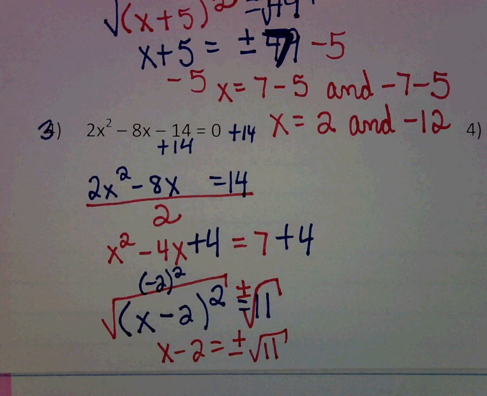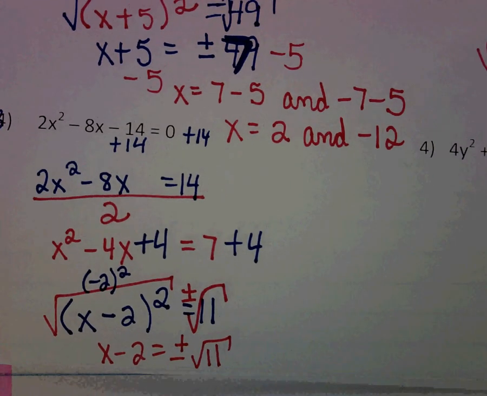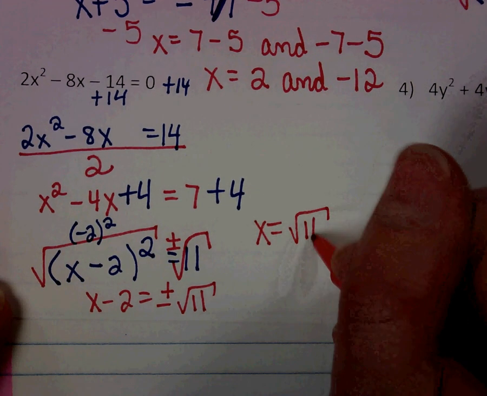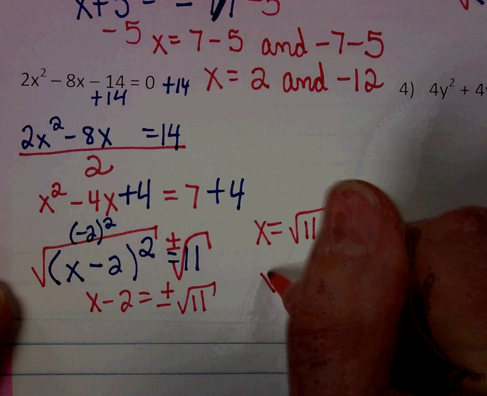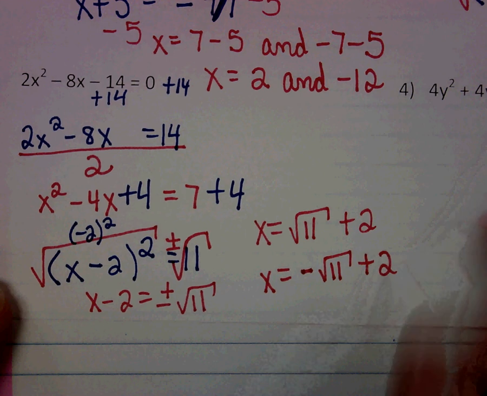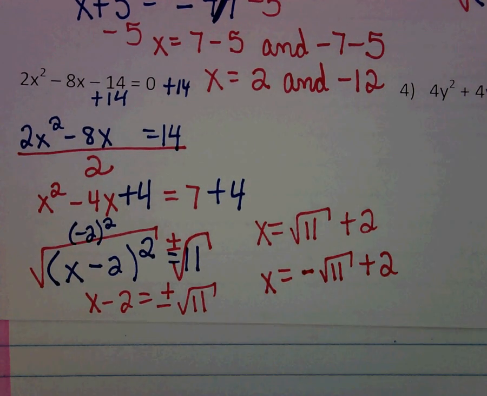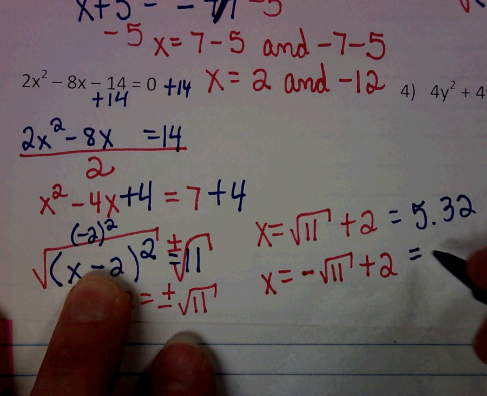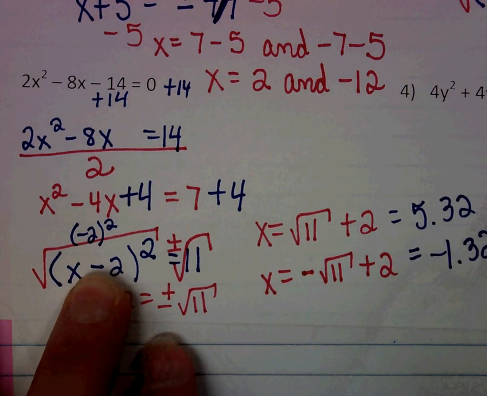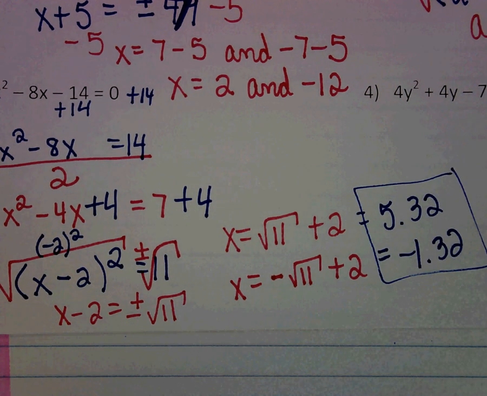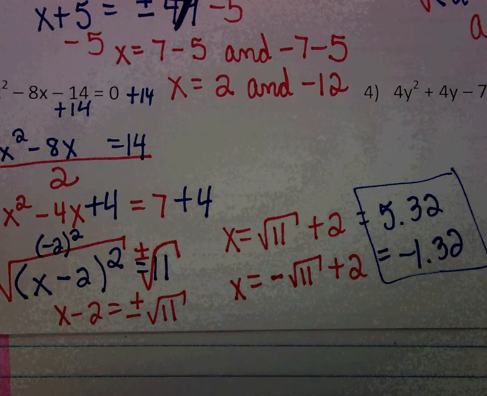11 is not a perfect square, so we're definitely going to need our calculator to help us with this. So we're going to say that x is equal to the square root of 11 plus 2, and x is equal to negative the square root of 11 plus 2. Notice that negative sign is outside of the parentheses. And so when we calculate each one, we're going to get 5.32 and negative 1.32. I'm going to leave the last problem for you to try to do on your own.